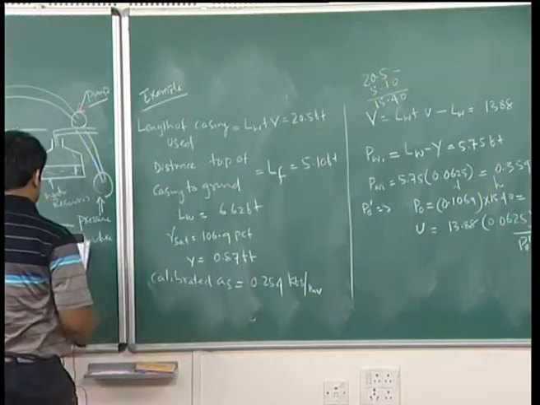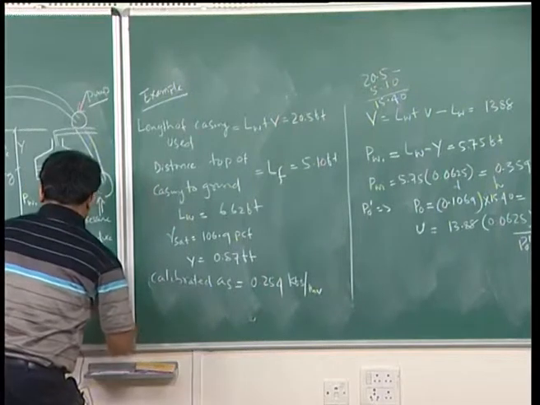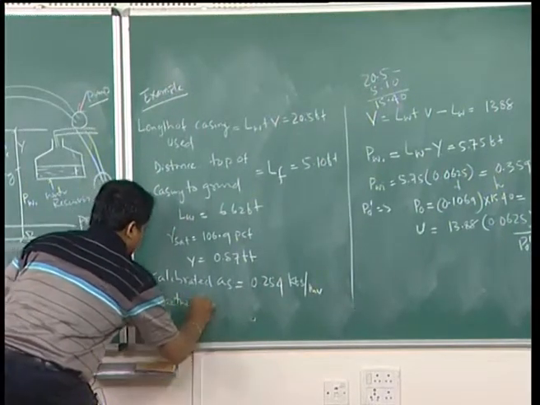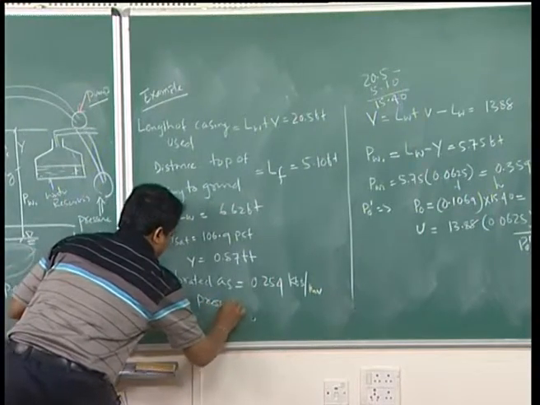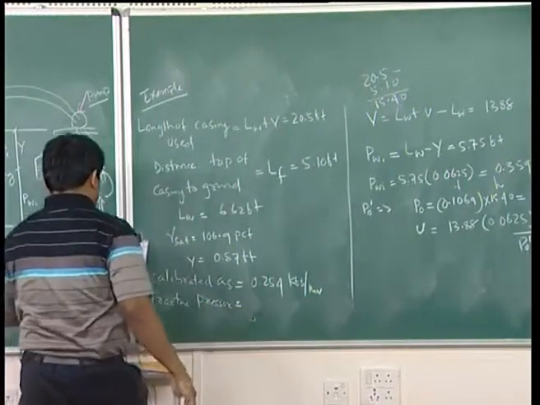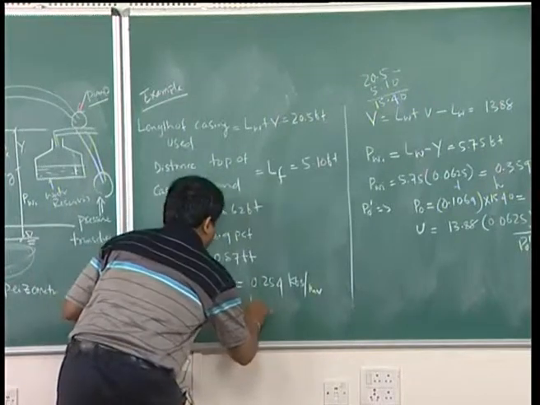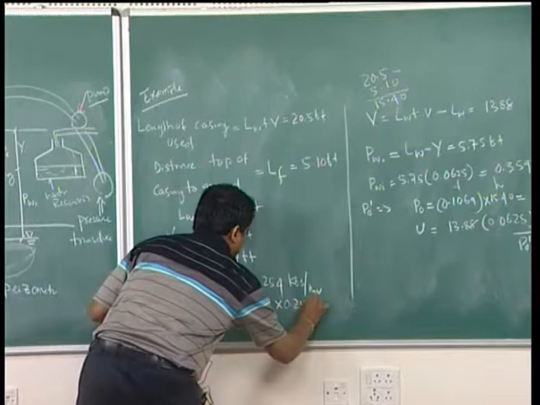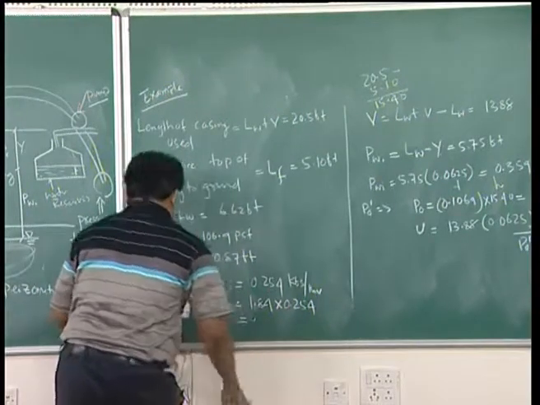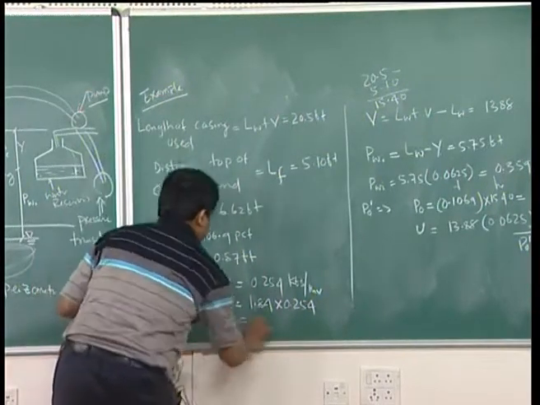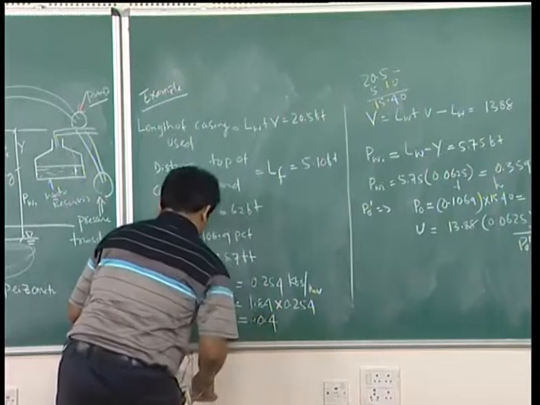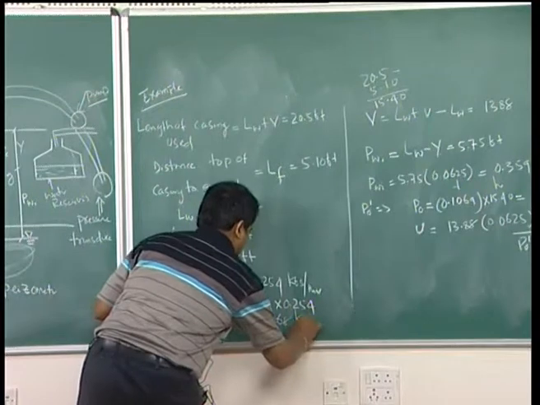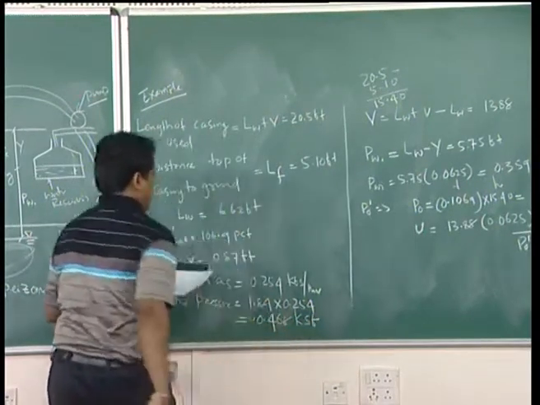That means the fracture pressure is equal to 1.84 into 0.254, which is equal to 0.468 kips per square feet.